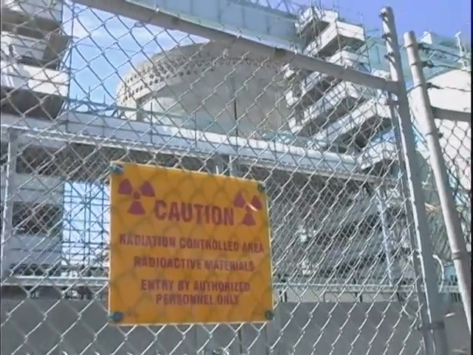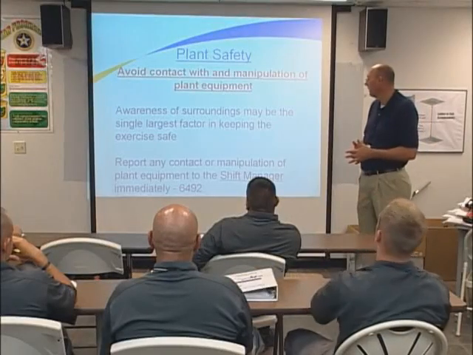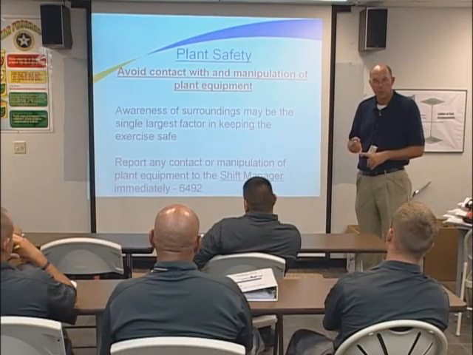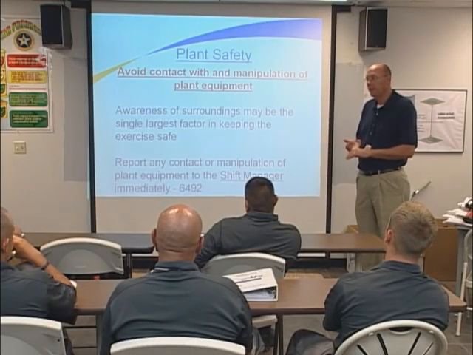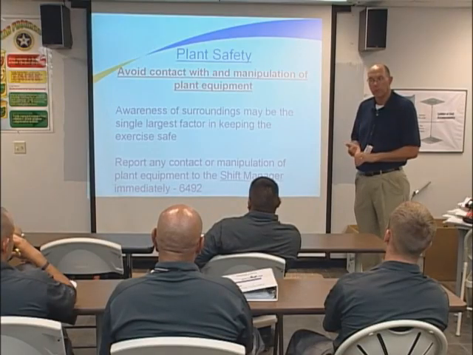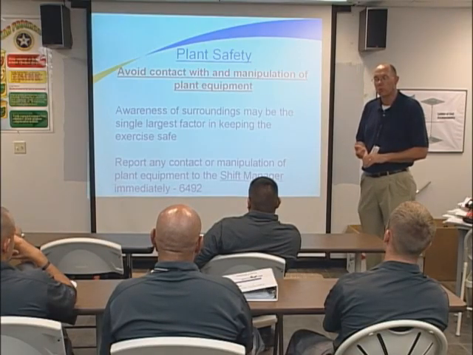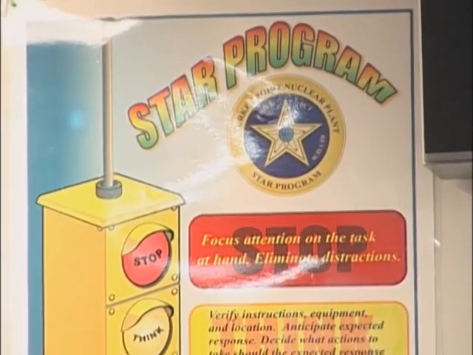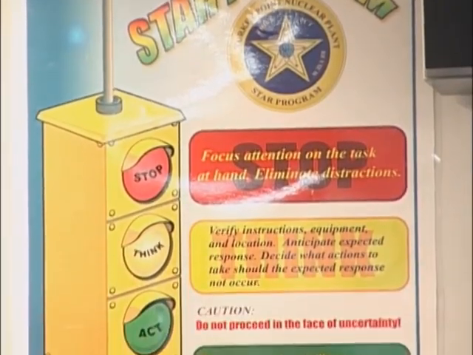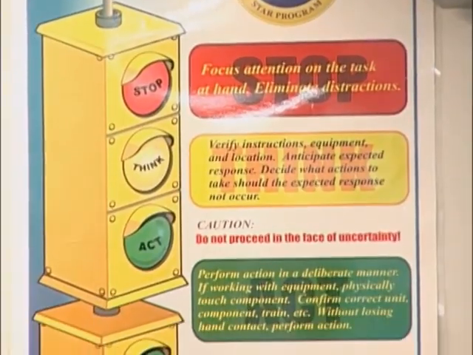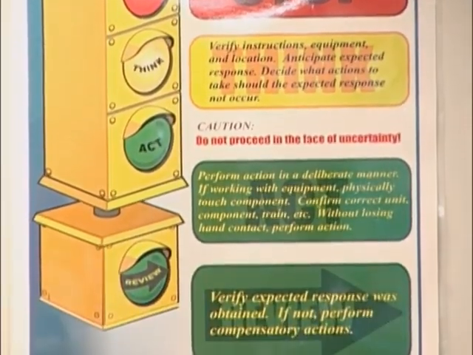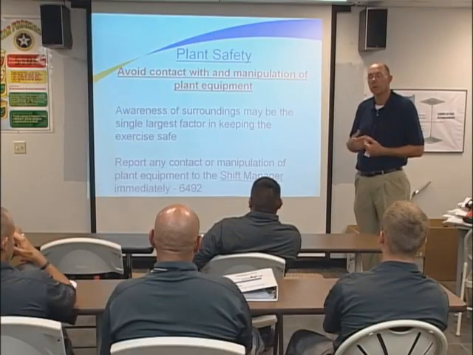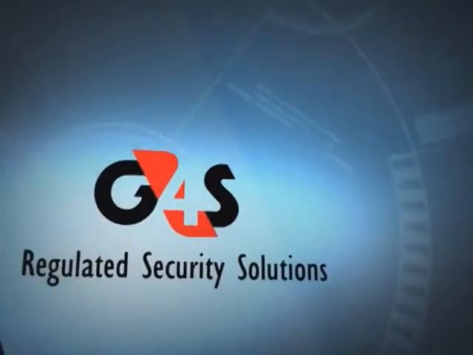Awareness of surroundings may be the single largest factor in keeping the exercise safe. You're going to be out there moving faster than you normally would, and you're going to be taking some actions that, again, you normally wouldn't be doing under normal operations. So ensure you're thinking about your surroundings and using STAR in the actions that you are taking. Report any contact or manipulation of plant equipment to the shift manager immediately. In this case, you report it to the lead controller, and the lead controller will take that action.